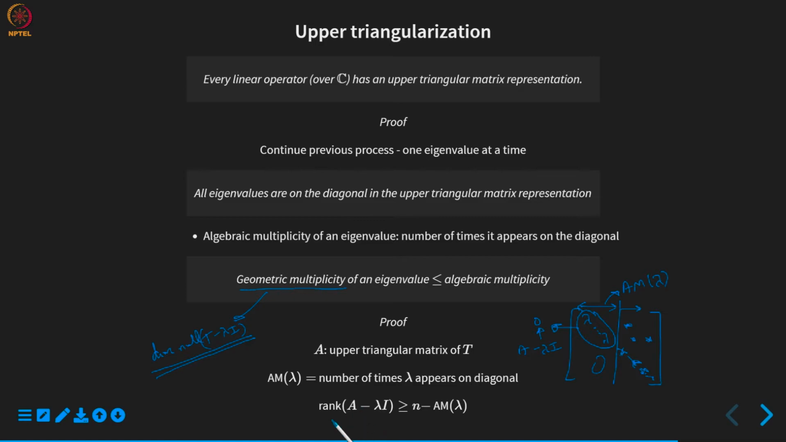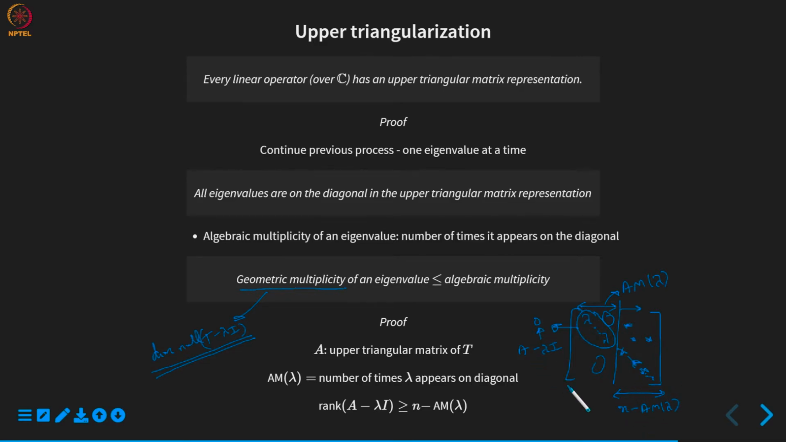So you can see the rank of A minus lambda I becomes greater than or equal to n minus AM of lambda. When you have these lambdas subtracting, you will get a bunch of zeros here. So you have n minus AM of lambda rows, and the rank has to be at least that. Even from here, depending on these elements, some additional rank may happen, but the zeros have been knocked out, so you don't know if they will contribute to the rank.